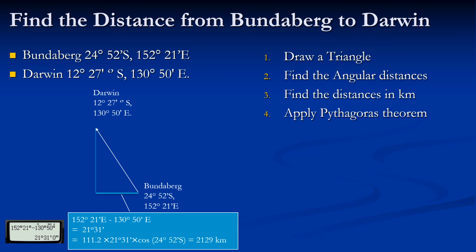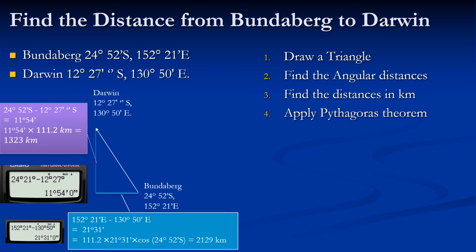So I just, into my calculator, type in 152 degrees and 21 minutes and take away 130 degrees and 50 minutes. And that should get me 21 degrees and 31 minutes. Now to find the distance in kilometres, I just need to apply the small circles rule, which is 111.2 times the cosine of the angular latitude times the angular distance. So that will get me 2,129 kilometres.